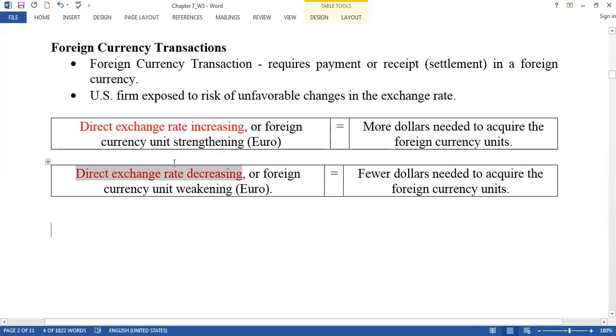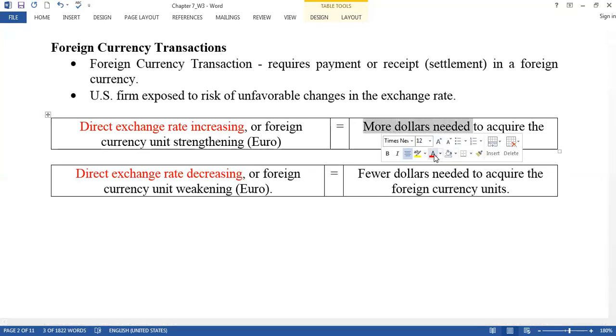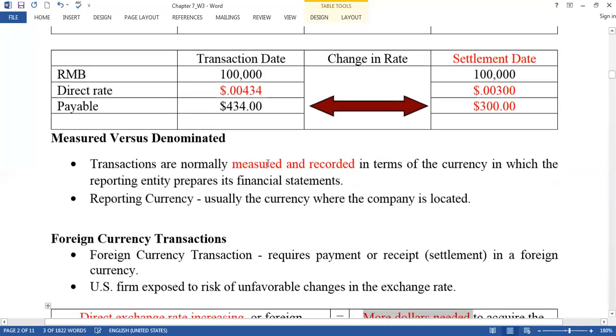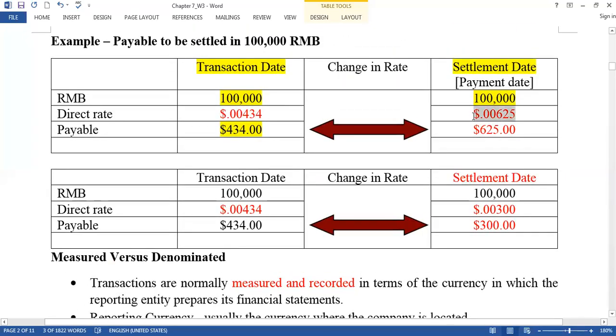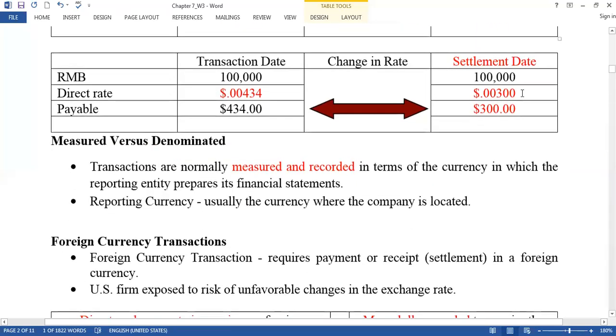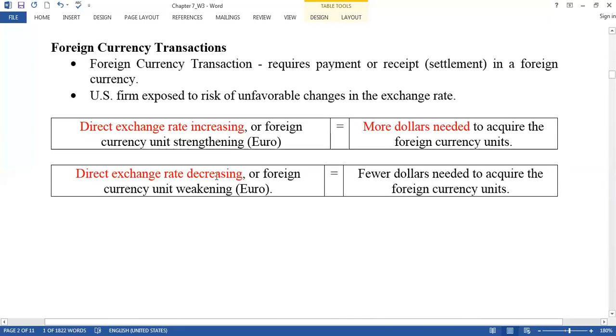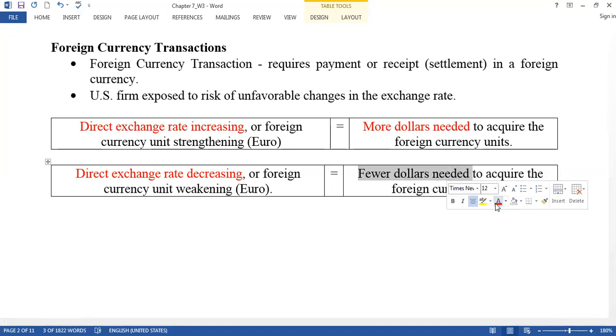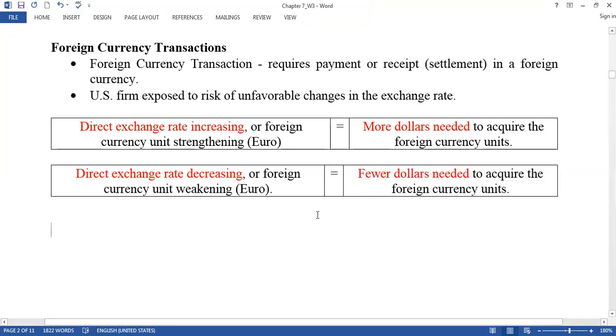What happens if the direct exchange rate increases? You need more dollars, right? Why do you need more dollars? Because your rate is increasing. Your rate increases, you have to pay more dollars. Here, your rate decreases, you have to pay fewer dollars. Like here, a direct exchange rate decrease means you need fewer dollars. Clear? In another way, you can explain it.